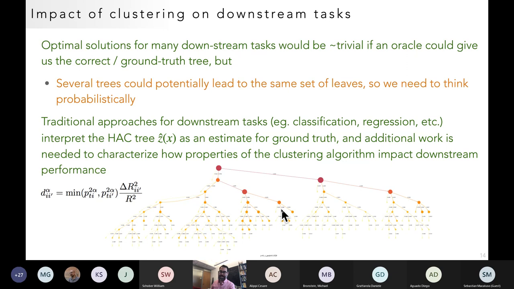Some of the downstream tasks that people deal with would be a classification problem: what is the type of particle that is the progenitor of this entire spray of particles? Or a regression problem where you might want to estimate some property of one of these particles. So what physicists had normally done is they just run some algorithm. It gives them essentially a point estimate for what this tree is. So that's what I'm calling z hat of x. And once they have that, they just treat it like it's the true ground truth tree, and they calculate whatever they would do as if this were the true tree.